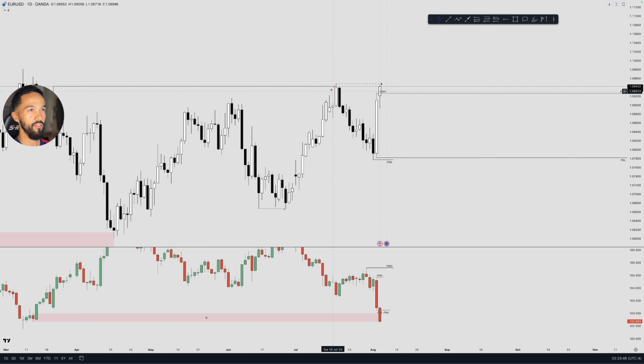Okay, so we have performed a pullback, we have partially mitigated this POI, so possibly now we're just going to continue this bullish trend. Right, I've identified this high here as the next high of liquidity. This is also what I would call a weak high.